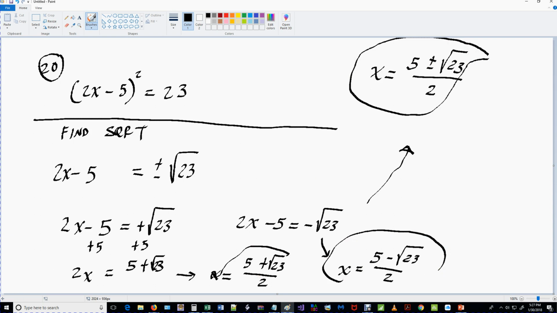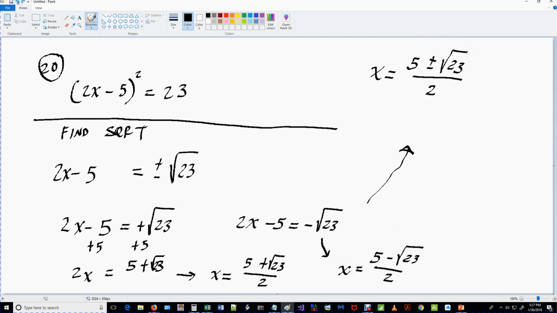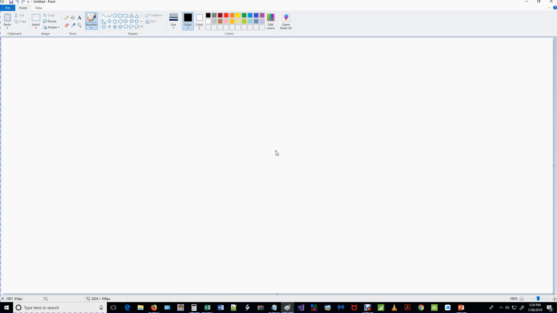All right, let me erase those balloons. They don't look right. All right, so that's number 20. I'm going to the next one, 21.